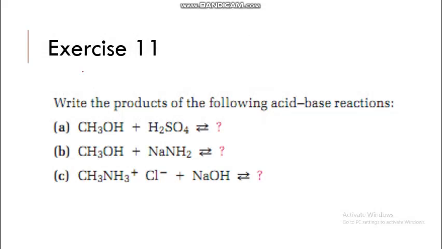So, exercise 11, write the products of the following acid-base reactions. Okay. So, isulat nyo yung mga products nito, and then you would identify which is the base, which is the acid, and which are the conjugate acid and base.